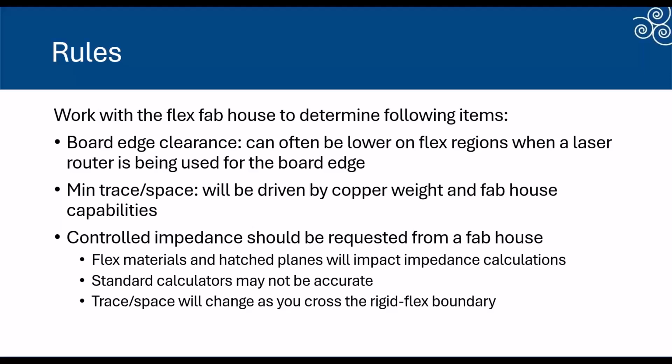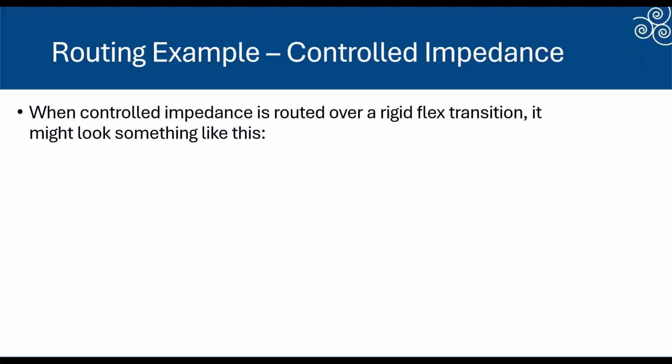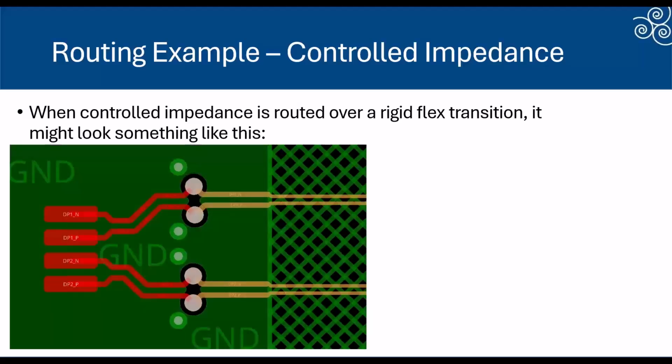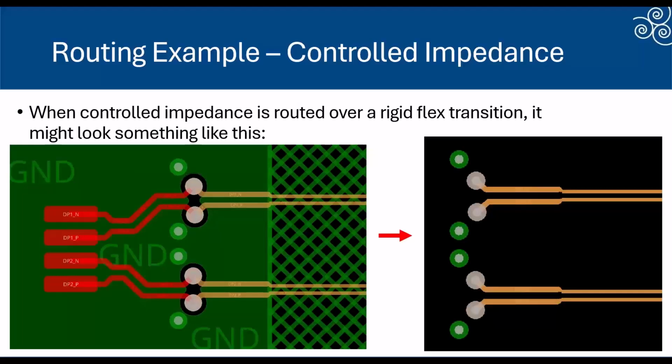Make sure you're building out your stackup with them in the very beginning and they understand your controlled impedance requirements, and they're going to be able to give you a trace spacing across the flex region, depending on whether you're using a hatch plane or not, depending on how many layers your flex is and what types of materials are being used. They'll be able to give you a modified trace spacing to help keep that impedance as close as possible. So for example, I wanted to show what this might look like. When you cross from a rigid to a flex transition with controlled impedance, it might look something like this, where the trace spacing actually drops and changes as you go across that flex region, and you'll see a little more clearly here. That will help you keep the impedance of those signals as close as possible.